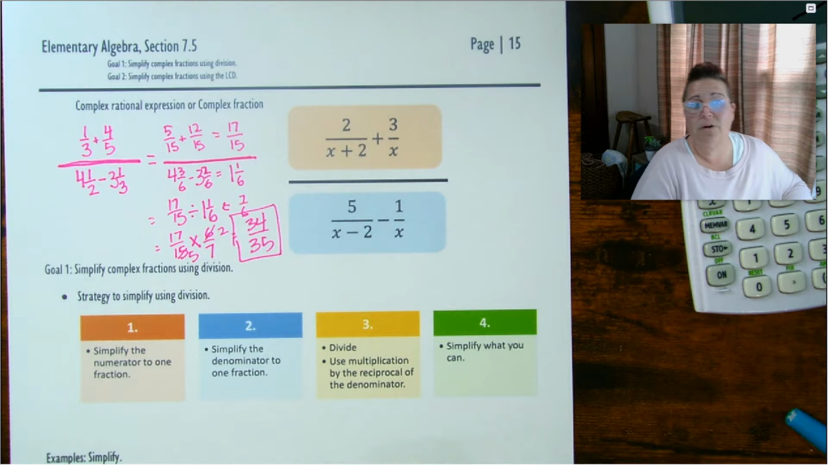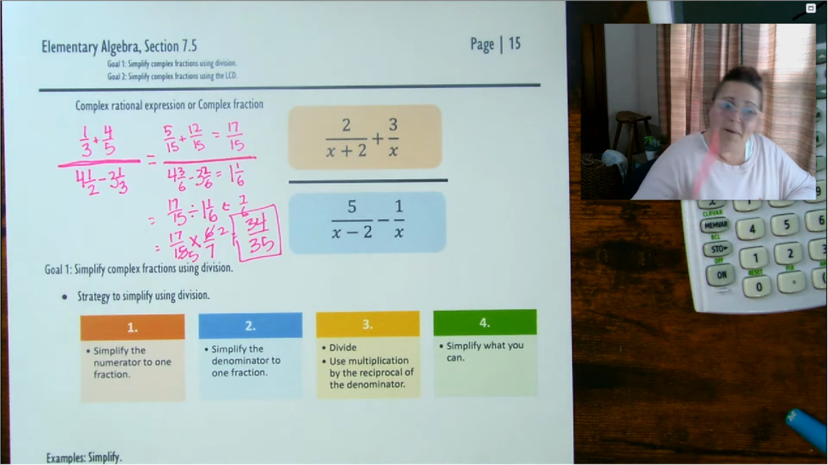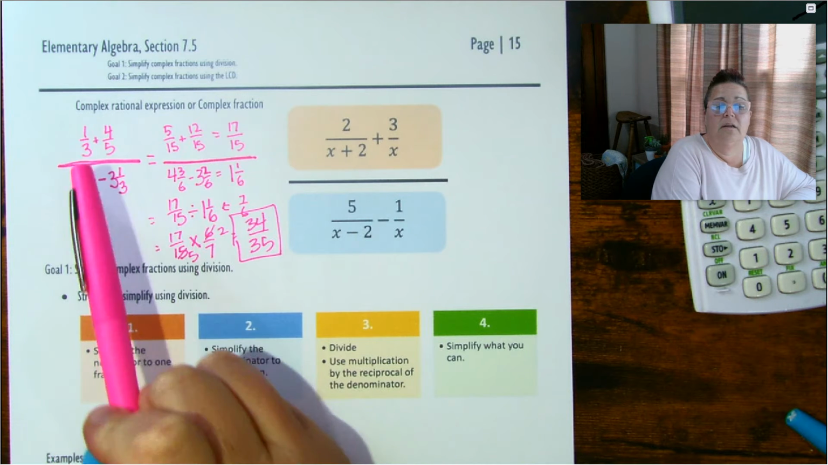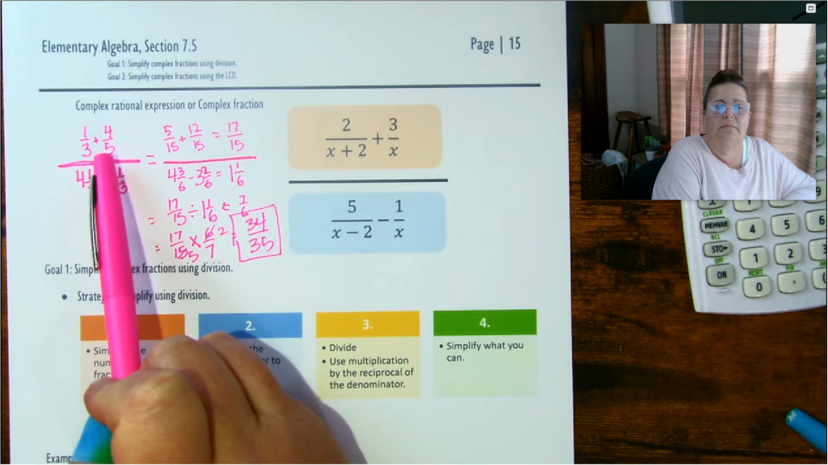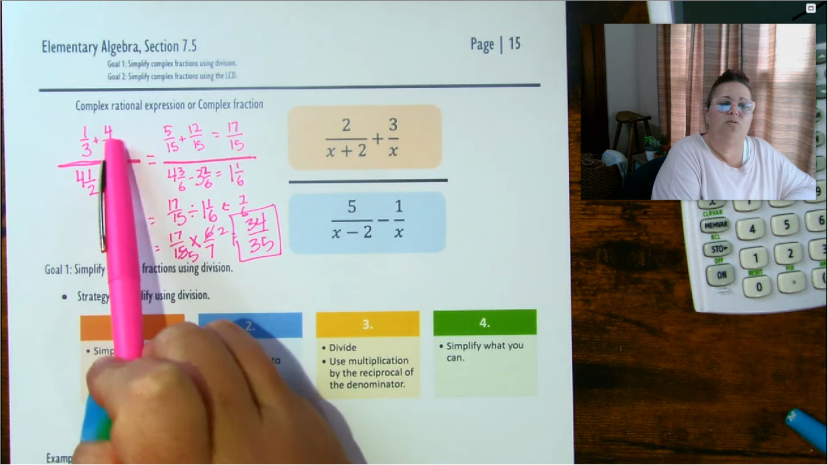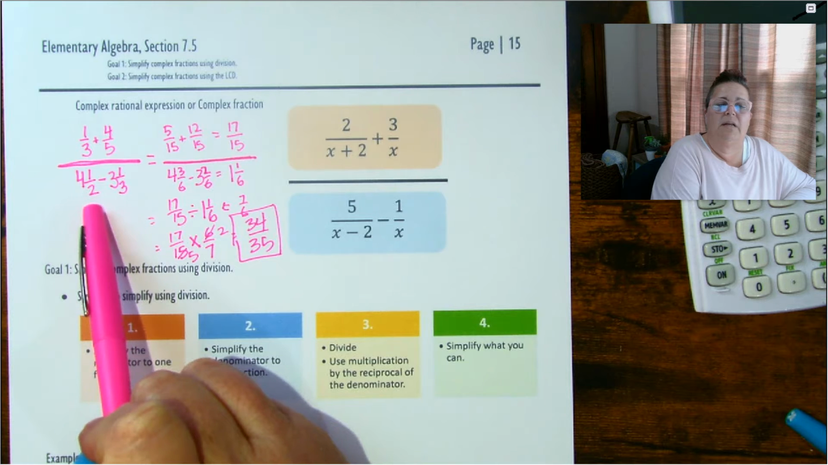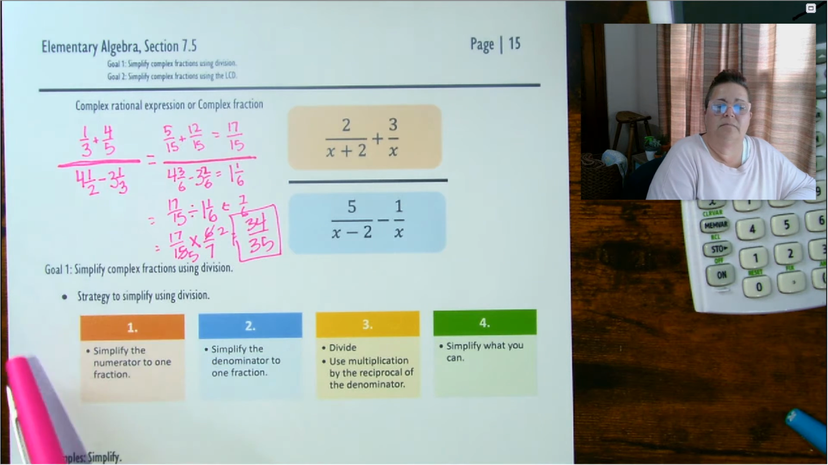And that's exactly what we're going to do, but we're going to do it with variables. There are 4 main stages or steps that we run through. The first is to simplify the numerator and the denominator. So we're going to individually simplify the numerator, and we're going to individually simplify the denominator.